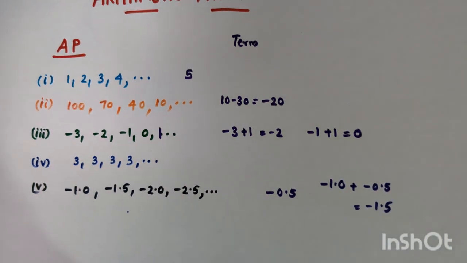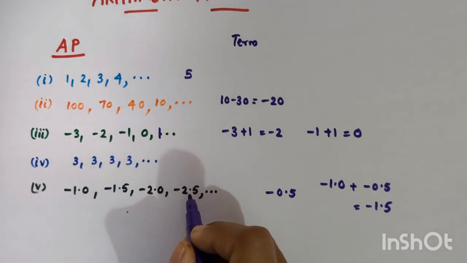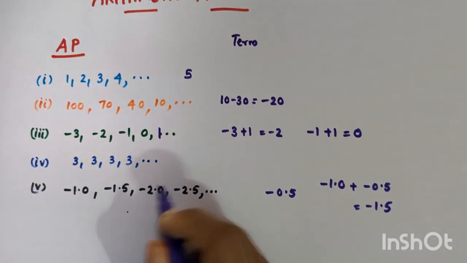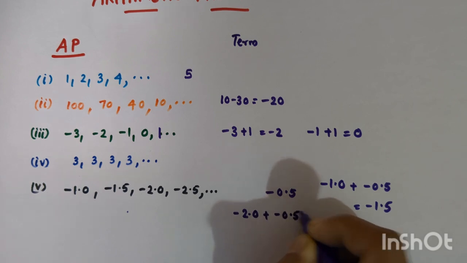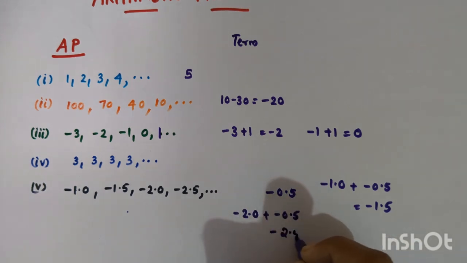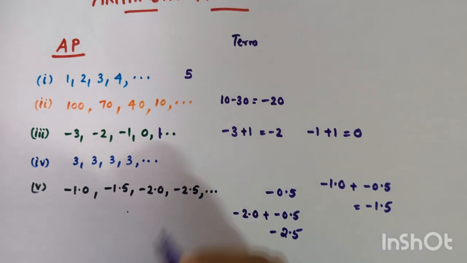Similarly, if you consider this term minus 2.5, its preceding term is minus 2.0. When you add minus 0.5, you will get minus 2.5.